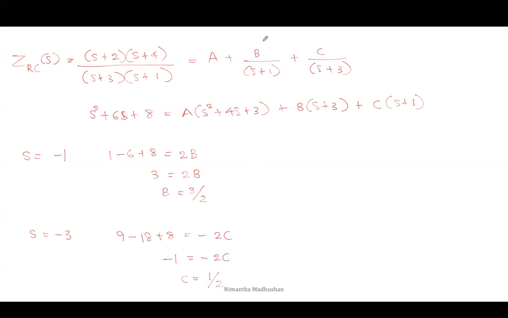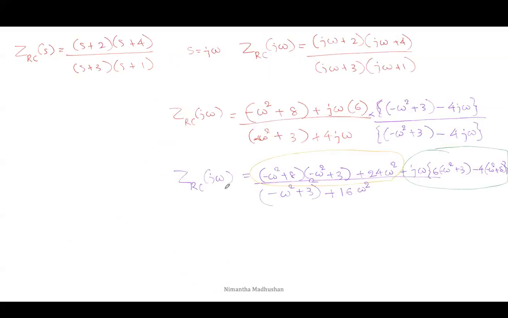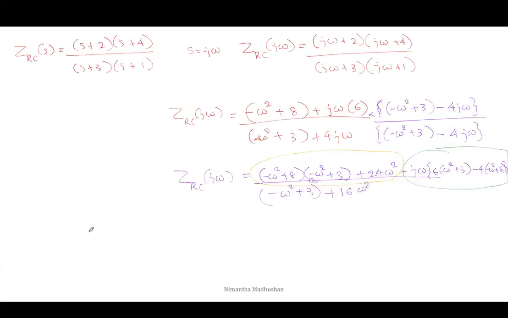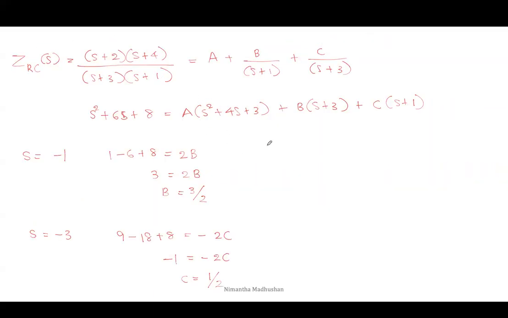You can see the values of a, b and c are positive and real. Then the last condition is also satisfied. Now we have to find the value of a. For that, I use the s squared values. From the left hand side, the value is 1. From the right hand side, the value is a. Then a is equal to 1.